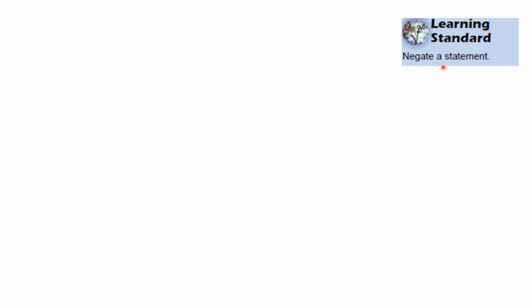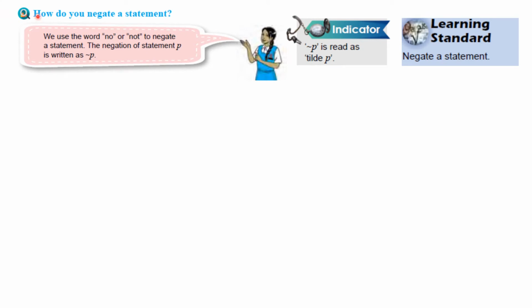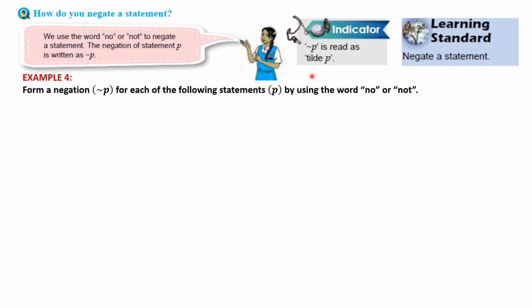The learning standard for today is negate a statement. How do you negate a statement? We use the word no or not to negate a statement. The negation of the statement P is written as tilde P. This one we read tilde P, okay?